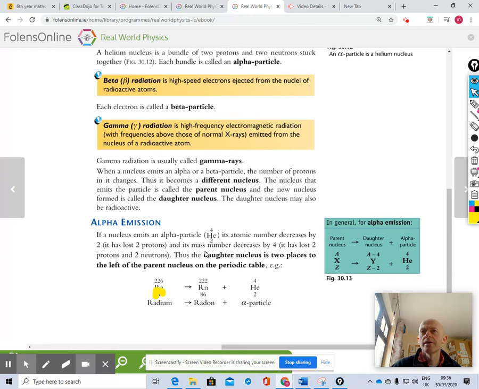and radon has an atomic number of 86. So therefore, the helium here and the alpha particle has an atomic number of 2, and these numbers must add up at the bottom and at the top. So it should make mathematical sense what you're doing.